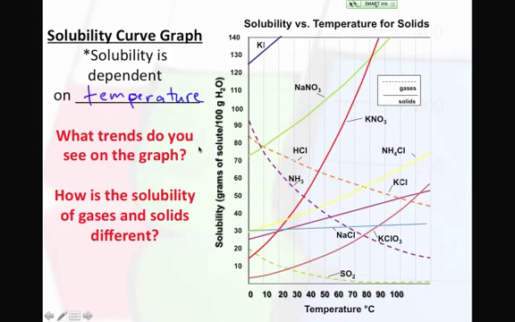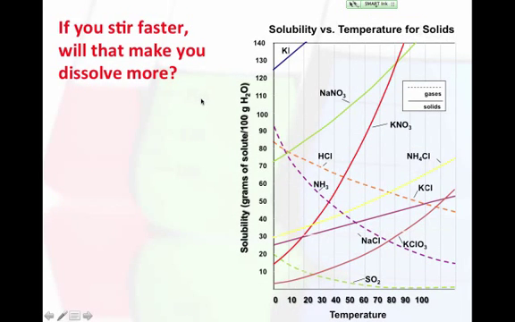So how is the solubility of the gases and the solids different? Just like we talked about, right? They decrease for gases as the temperature gets higher, but increase for solids as the temperature increases. Some slopes are more steep than others. So if we stir the solute into the solvent, does that make you dissolve more of the stuff? What do you think?